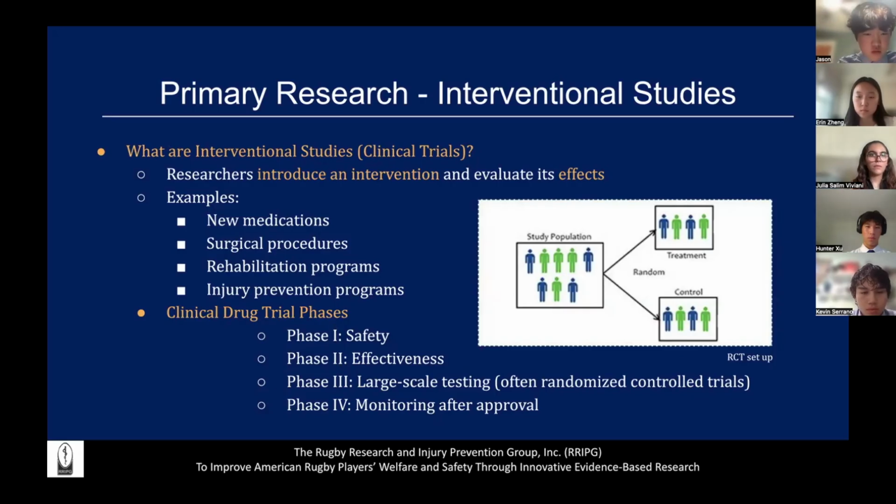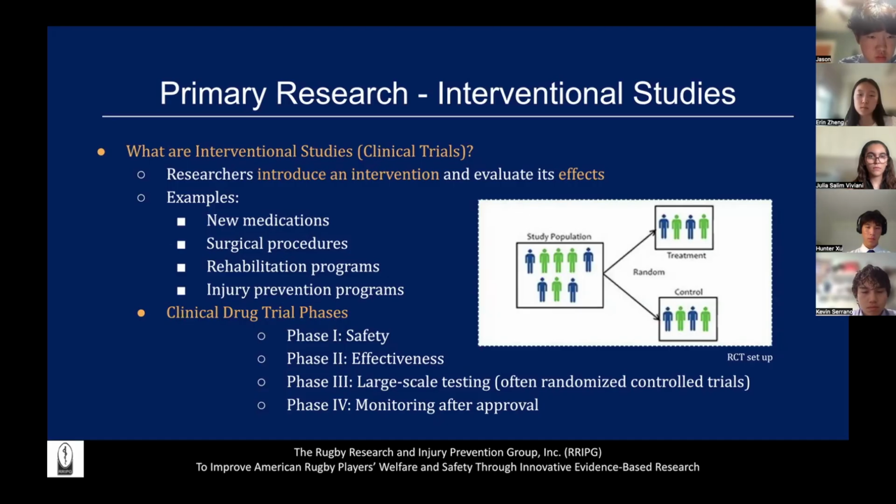Also involved in interventional studies are clinical drug trials. You probably hear this a lot in commercials and TV or just basic studies of science and medicine. To go more into this very briefly, phase one of these trials focuses on safety. Phase two focuses on the effectiveness of the drug. Phase three involves large-scale testing, and this involves randomized controlled trials. And phase four involves monitoring after approval.